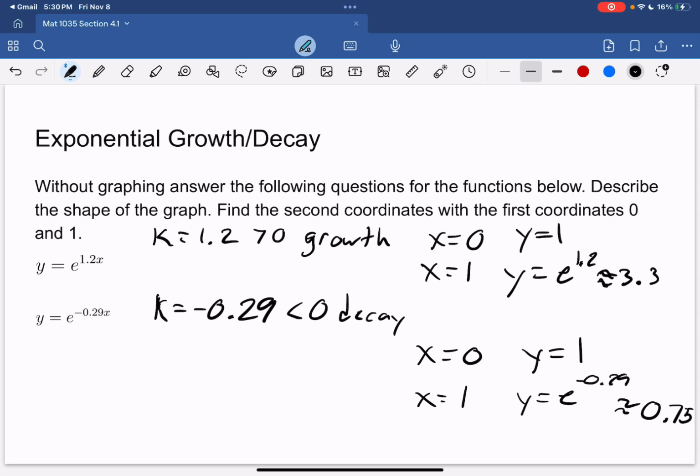All right, so that is it for the basis of exponential growth and decay. So for 4.2, we'll talk about applications.